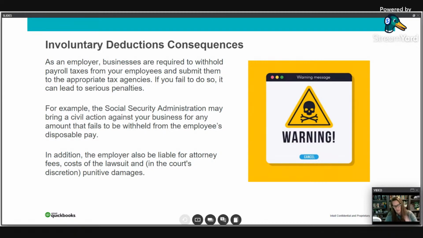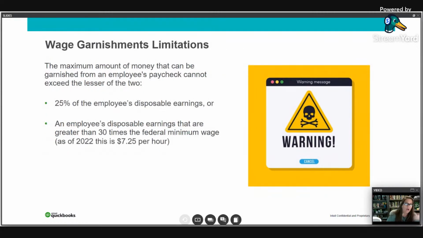So it's very important to make sure that not only are you doing these mandatory deductions, but you're making sure they get paid to the appropriate agencies to which they're owed. The maximum amount of money that can be garnished from an employee's paycheck, so these are court-ordered garnishments, is 25% of the employee's disposable earnings, or the employee's disposable earnings that are greater than 30 times the federal minimum wage.